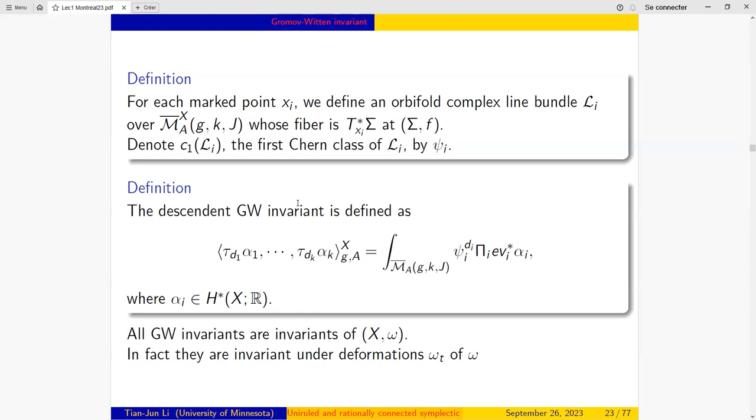For each marked point, you have an orbifold complex line bundle over the moduli space, whose fiber is just the cotangent space of the Riemann surface at that point. And then you take the first Chern class of this bundle, and then you incorporate these classes for all these marked points, and you have the so-called extended invariants.